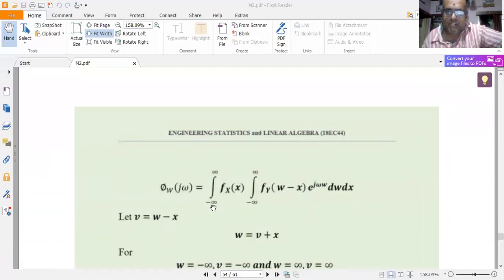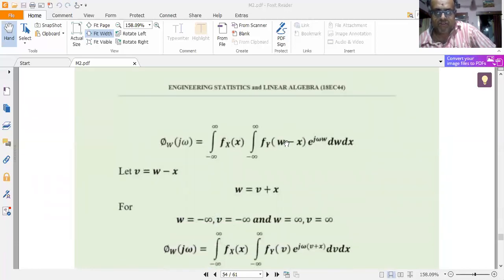Now the outer integral is with respect to x, and the inner integral is with respect to w. This is the double integral that I have obtained after changing the order of integration. Now let me put v is equal to w minus x. If I put v is equal to w minus x, v is a dummy variable of integration. So w can be written as v plus x, and dw is equal to dv because x is fixed here. If w is equal to minus infinity, v is also equal to minus infinity. And if w is equal to infinity, v is also equal to infinity.